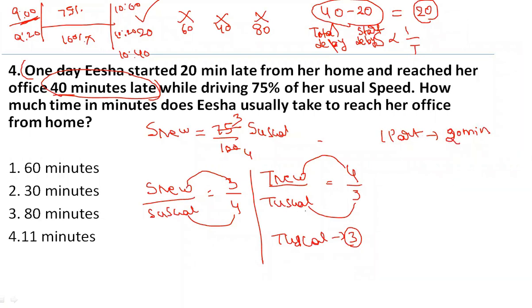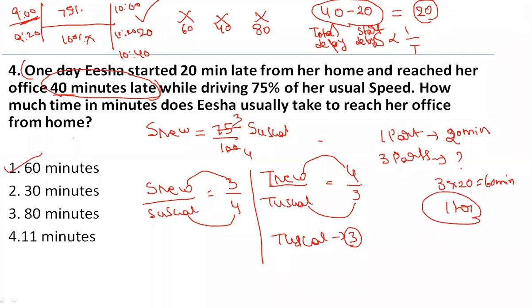And they're asking me to calculate the usual time taken by Isha to reach the office. That is nothing but 3 parts. 3 parts equal to how much? That is 3 into 20, which is equal to 60 minutes. That is 1 hour. So my point is, you might have answered this question, but next time whenever they mention it like this, you should not have any trouble answering it, guys.